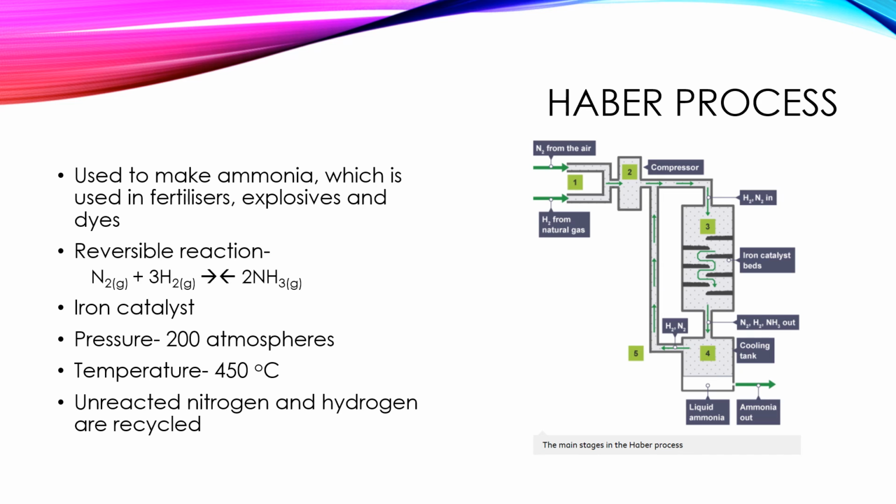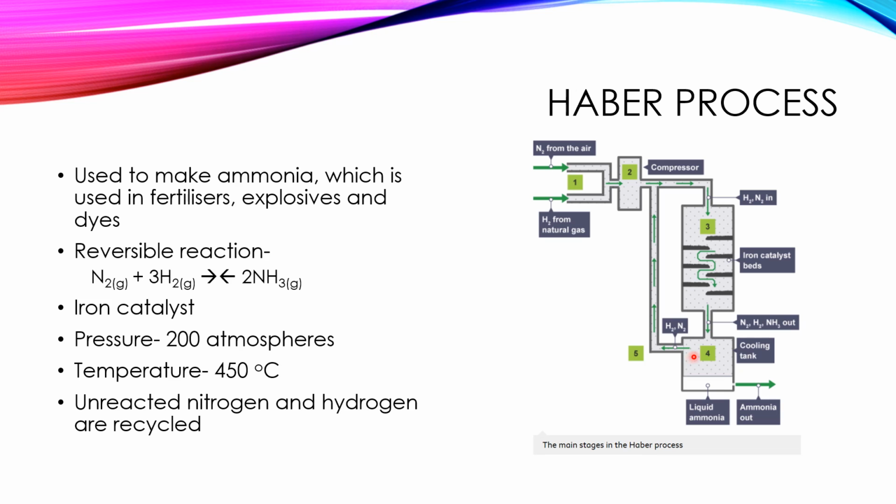So as you can see at point 1 here, nitrogen and hydrogen enter the system. They are then compressed at point 2. The compressed hydrogen and nitrogen enter the system at point 3 and are passed over iron catalyst beds. This speeds up the reaction, producing the ammonia product. Unreacted nitrogen, hydrogen, and the ammonia product then enter the cooling tank at point 4. The ammonia is cooled down to a liquid and extracted.